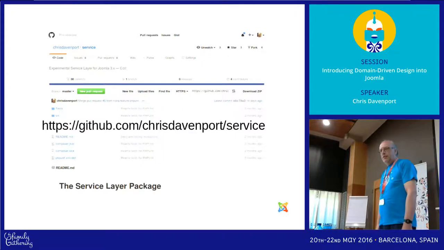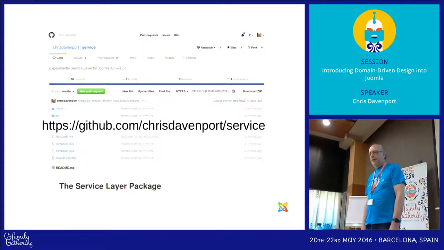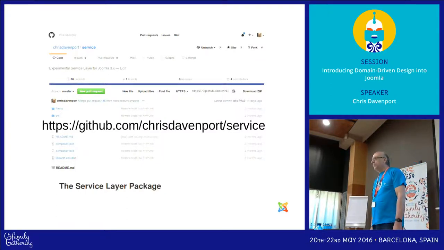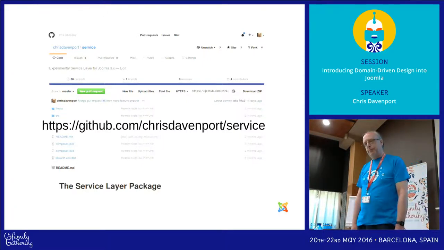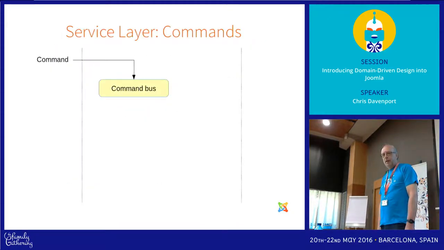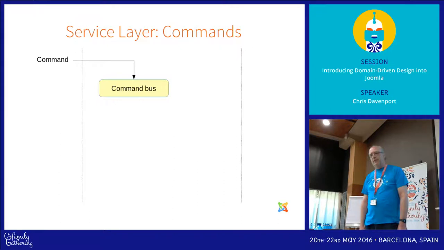Now, the service layer code is actually already available, not necessarily finalized, but it's already there. You can actually download it, try it out, kick the tires. Please do so and give us some feedback. We'll probably move this repository into the Joomla projects repository at some point. It's also, I think, quite well documented. There's quite a lot of information there on how to set it up and run it. So let's look at it in a little more detail now, how the service layer actually works in this proposal.